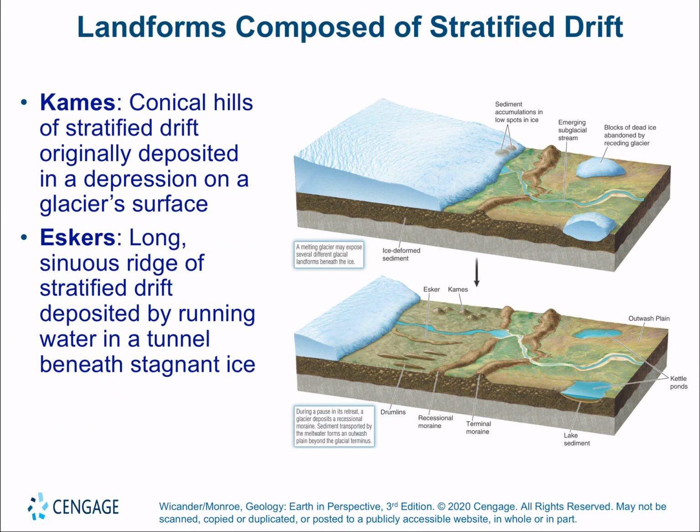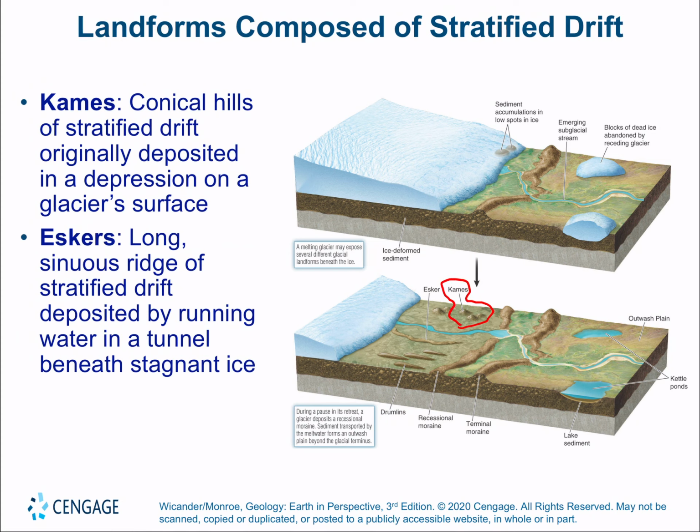You might have what's known as kames. Those are going to be your conical hills of stratified drift. They were originally deposited in a depression or on a glacial surface. So here's some of our kames right here.